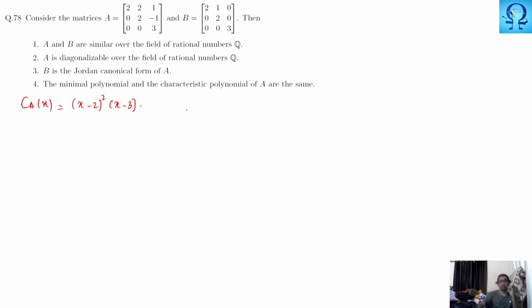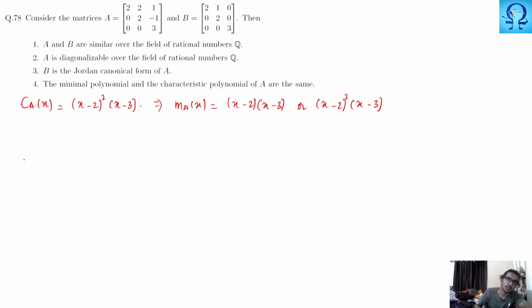With the characteristic polynomial, what can we write? The minimal polynomial has two options. One is x minus 2 multiplied with x minus 3, or x minus 2 whole square multiplied with x minus 3. If the first option is true, then A is diagonalizable. If the first option is not true, then A is not diagonalizable. The question will be resolved if we find the minimal polynomial. In order to find the minimal polynomial, what should we do?